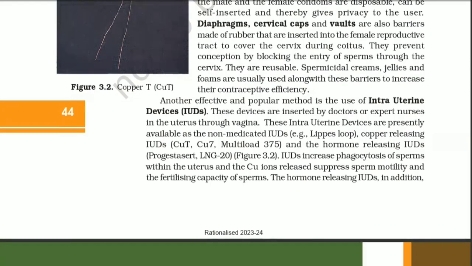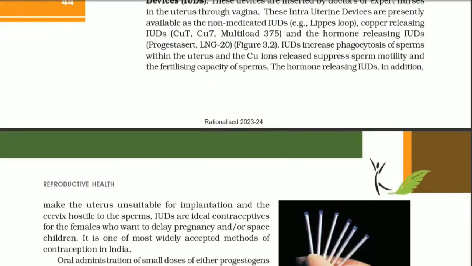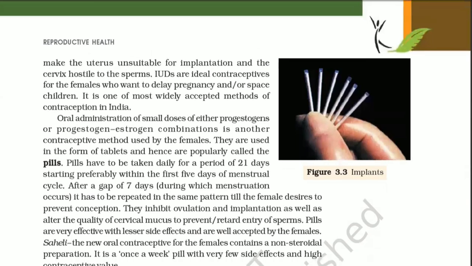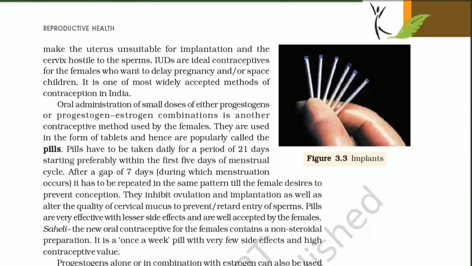IUDs increase phagocytosis of sperms within the uterus, and the copper ions released suppress sperm motility and the fertilizing capacity of sperms. The hormone-releasing IUDs, in addition, make the uterus unsuitable for implantation and the cervix hostile to the sperms. IUDs are ideal contraceptives for the female who wants to delay pregnancy and or space children. It is one of the most widely accepted methods of contraception in India.